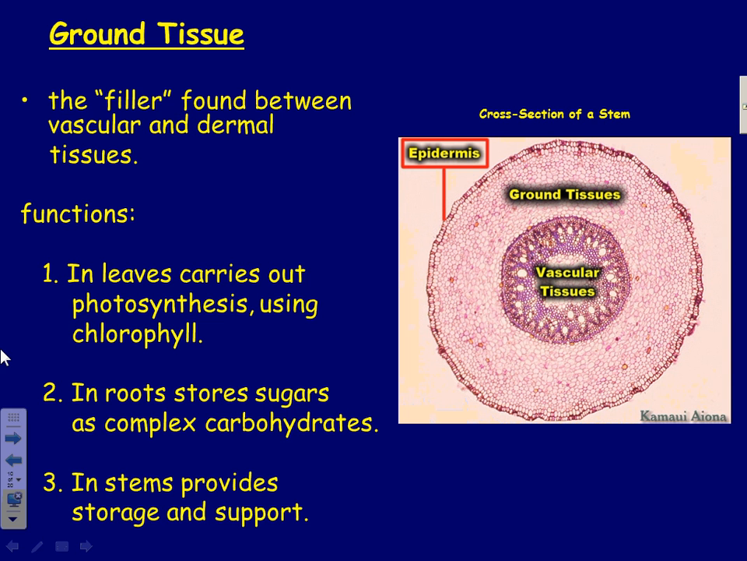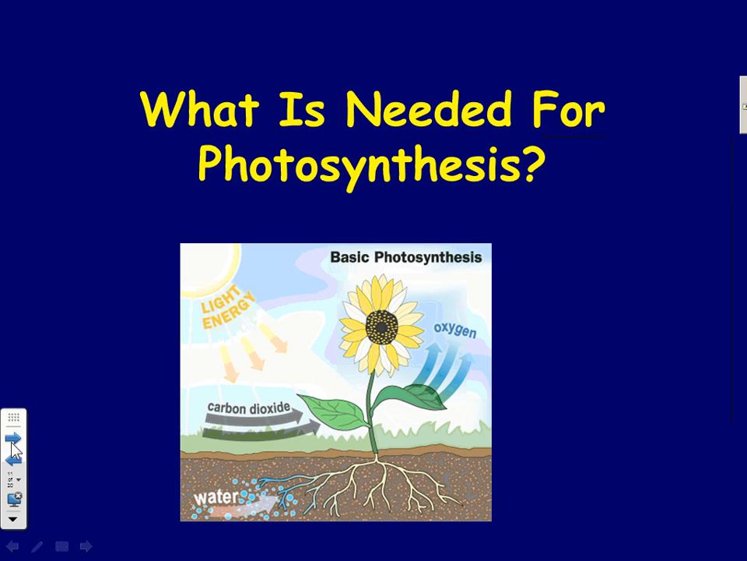Okay. Filler found between the vascular tissue and the dermal tissues. Leaves carry out photosynthesis using the chlorophyll. So there's ground tissue there, I guess. In roots, storage of sugars as complex carbohydrates. And again, in stems, provide storage and support. So it looks like here, ground tissue is found in leaves, in roots, and in stems. And they don't have, by the looks of it, any particular function other than storage. Storage of carbohydrates, et cetera, water. All right? So ground tissue, by the looks of it, storage and support.